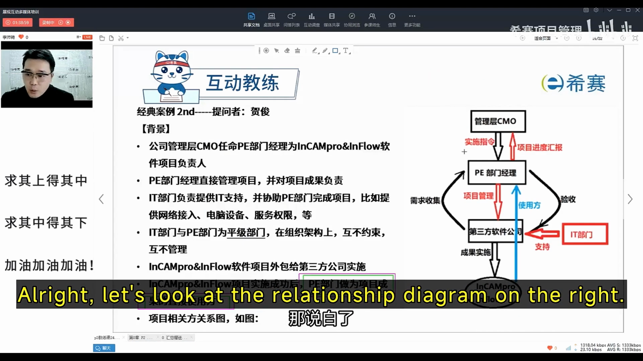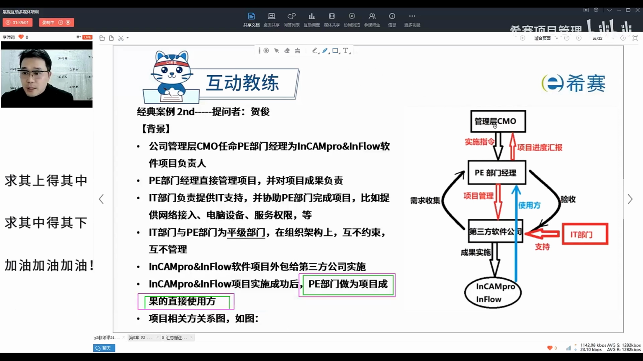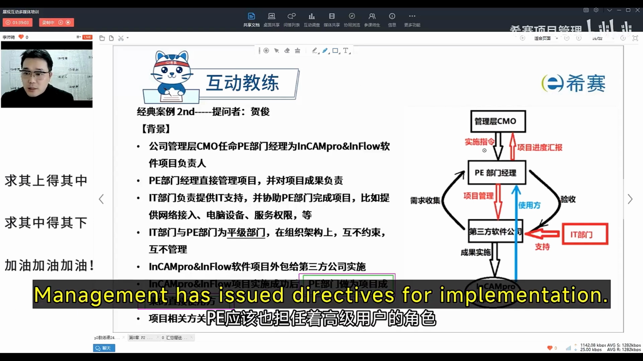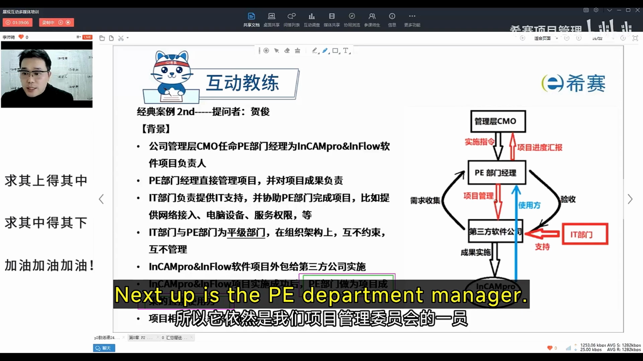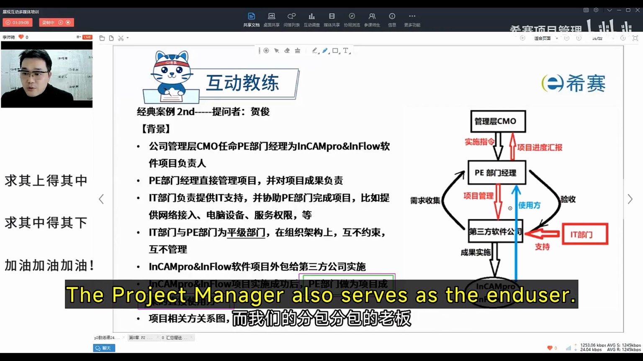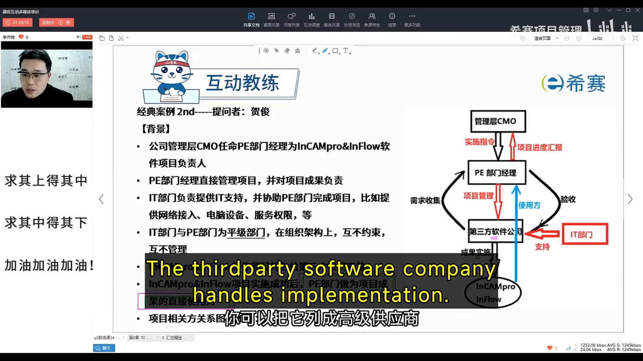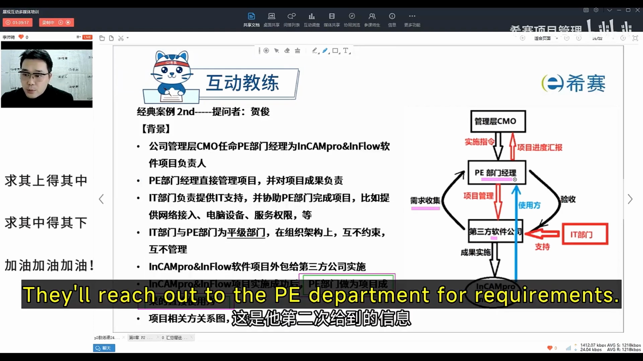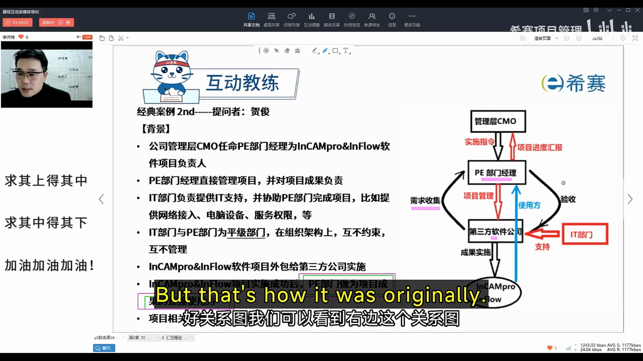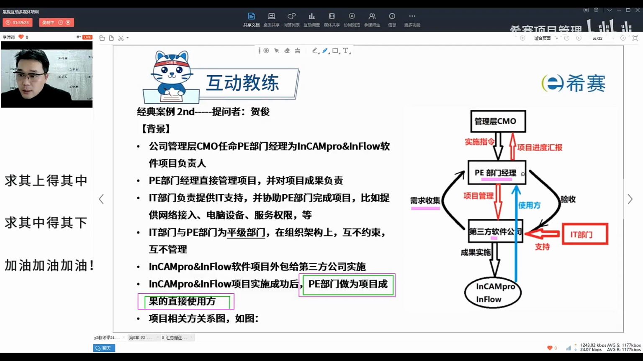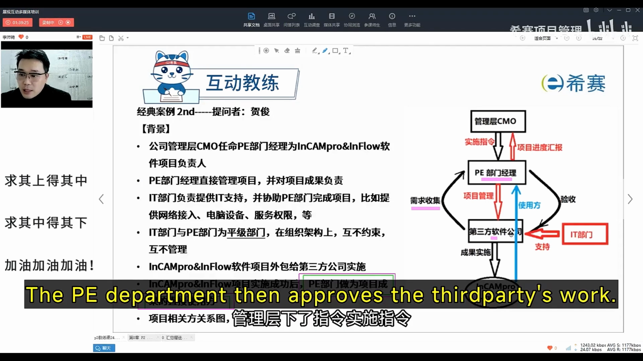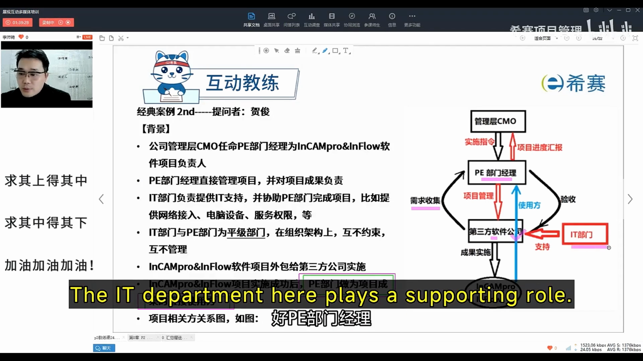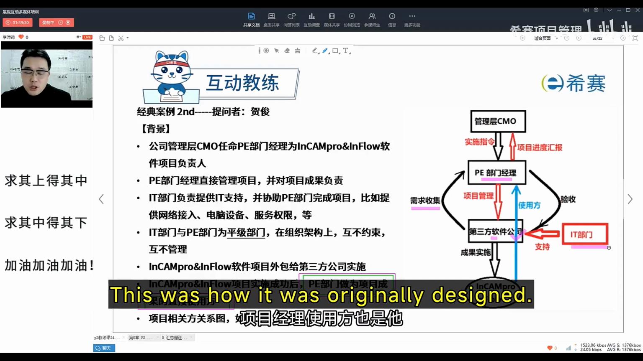Alright, let's look at the relationship diagram on the right. Management has issued directives for implementation. Next up is the PE department manager. The project manager also serves as the end user. The third-party software company handles implementation. The third-party software company should gather requirements. They'll reach out to the PE department for requirements. But that's how it was originally. The PE department then approves the third party's work. The IT department here plays a supporting role. This was how it was originally designed.